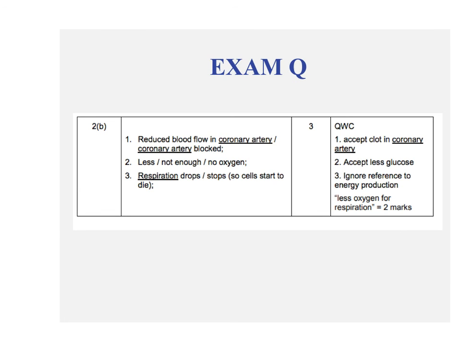The final question, though, was about the myocardial infarction. And the myocardial infarction is the scientific name for a heart attack. So what you needed to say was that this is because of a reduced blood flow in the coronary artery, or that the coronary artery is blocked. Coronary artery is underlined. It has to be in your answer for that mark. This means that we get less, not enough, or no oxygen to that heart tissue in any kind of context. And therefore, respiration drops or stops, so cells start to die. Notice for points 2 and 3, if you'd said less oxygen for respiration, that gets you 2 marks straight away.